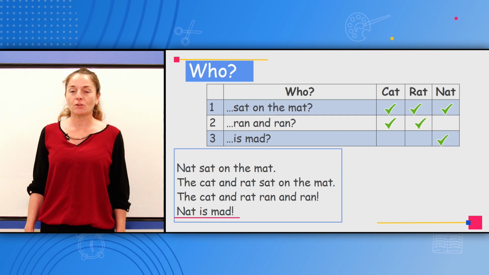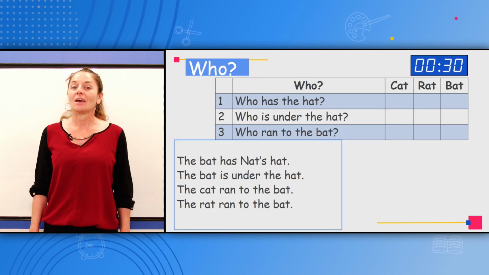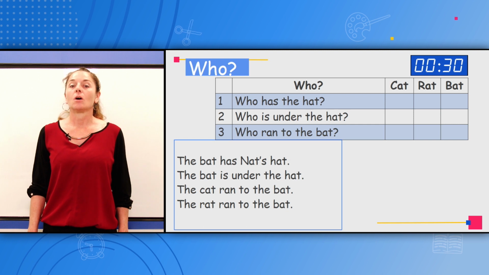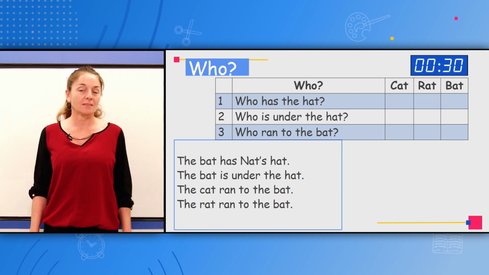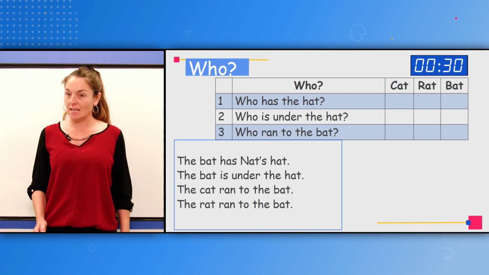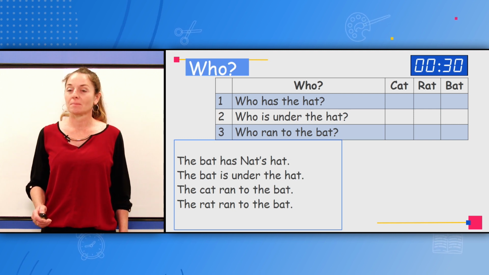Okay, so who sat on the mat? The cat, the rat, and Nat all sat on the mat. It's in the text. Number 2, who ran and ran? The cat and the rat ran and ran. Who is mad? Nat is mad, of course. Okay, one more, please. Who? Cat, rat, or bat? You decide. 30 seconds this time, less time.